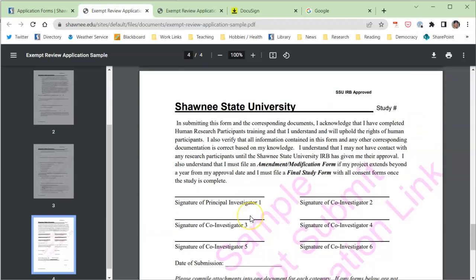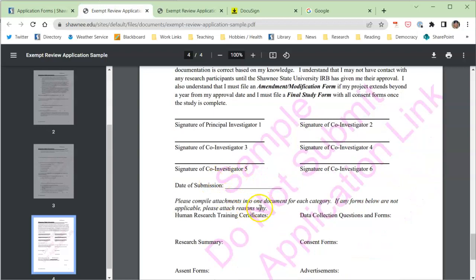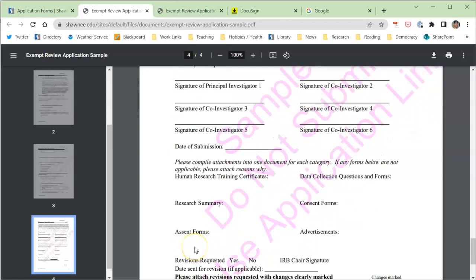And then we're getting towards the end, and we have consent forms. If you're using consent forms, those need to be included. There's also a research summary where you need to write up a summary of your project. Assent forms, those are different than consent forms.